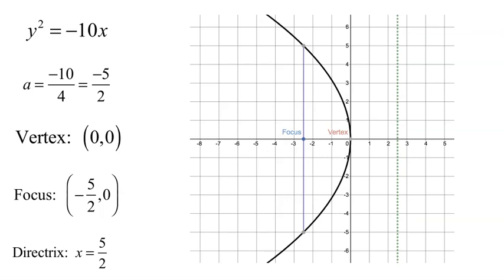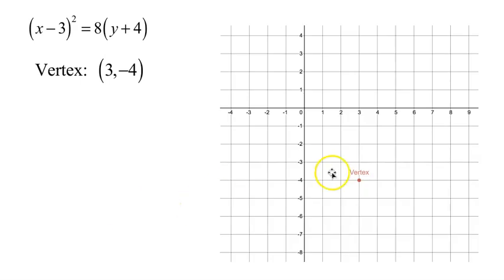So the first 4 problems that we did all had the vertex at the origin. What happens if I move the vertex? So I have x minus 3 squared equals 8 times y plus 4. X has to be 3 for this to behave like 0. Y has to be negative 4 for that to behave like 0. So the vertex is at 3, negative 4.